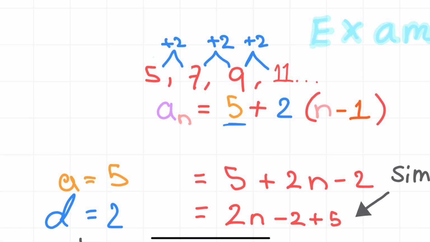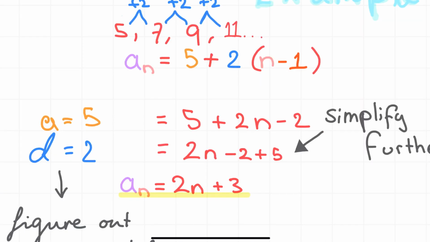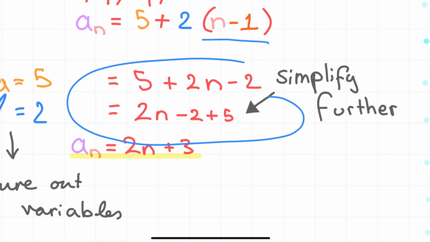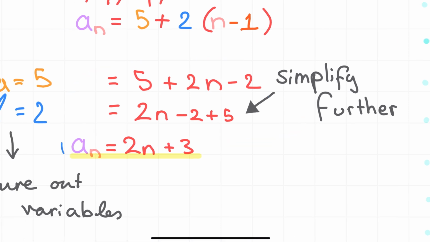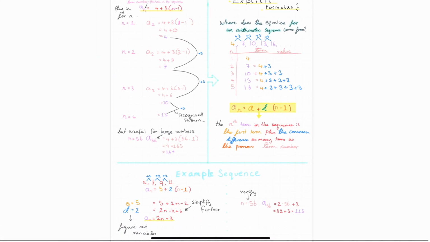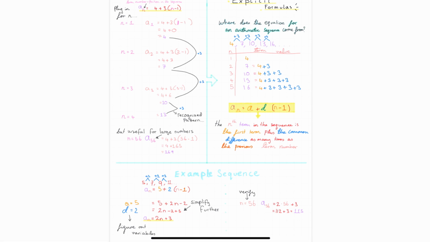Now let's arrange it into the formula. 5 plus 2, which is the difference, multiplied by the previous term number. After that, what's left to do is simplify until we reach something as simple as 2n plus 3. Now we can apply this formula for the 56th term in the sequence. I replace n by 56, multiply 56 by 2, and add 3 to it, and that is the 56th term in the sequence, which we probably would have had so much more trouble trying to figure out if we had not derived this equation. Alright guys, that was arithmetic sequences and how to find their explicit formulas.